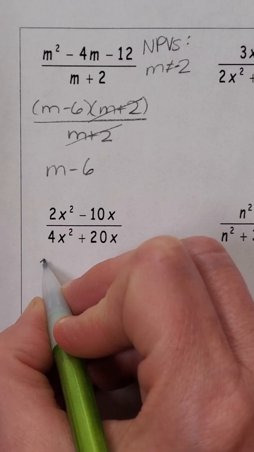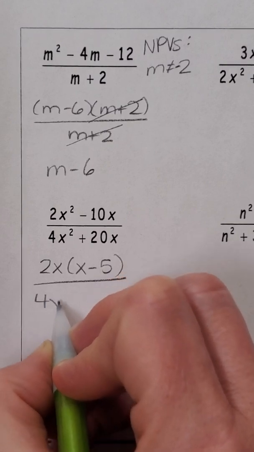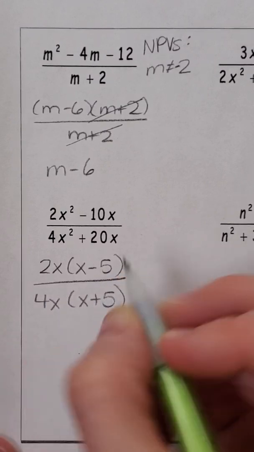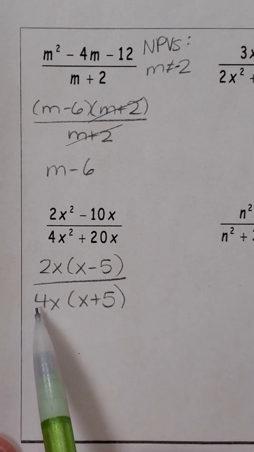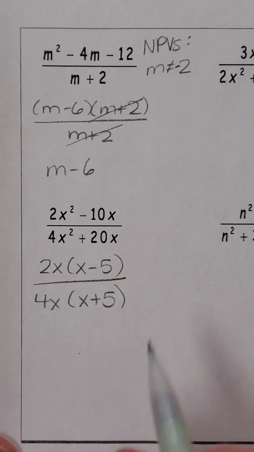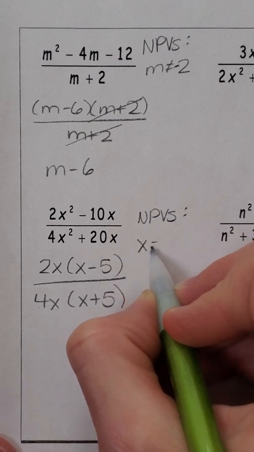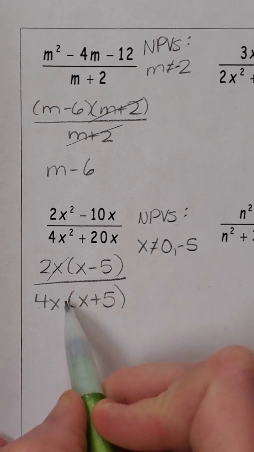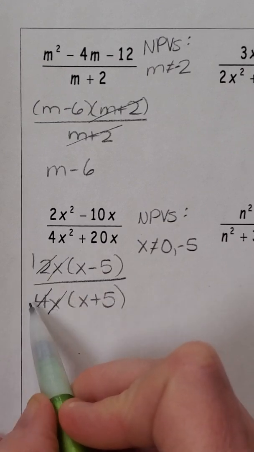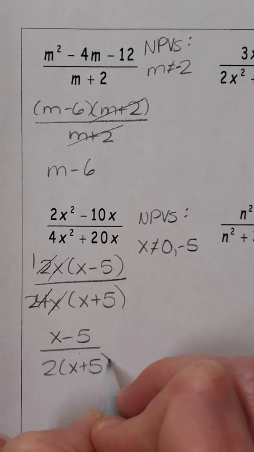Greatest common factor, 2x, x minus 5. 4x, x plus 5. So we have to really be careful. Anytime we have that variable by itself, the 4 is never going to be 0, so we don't have to worry about that, but we do have to worry about this one. So for our NPVs, anytime we have a variable by itself in the denominator, x can't be 0 or -5. And order with NPVs doesn't matter at all. So we can cancel the x's, and of course 2 divided by 4 is 1/2, and we're left with x minus 5 over 2x plus 5.